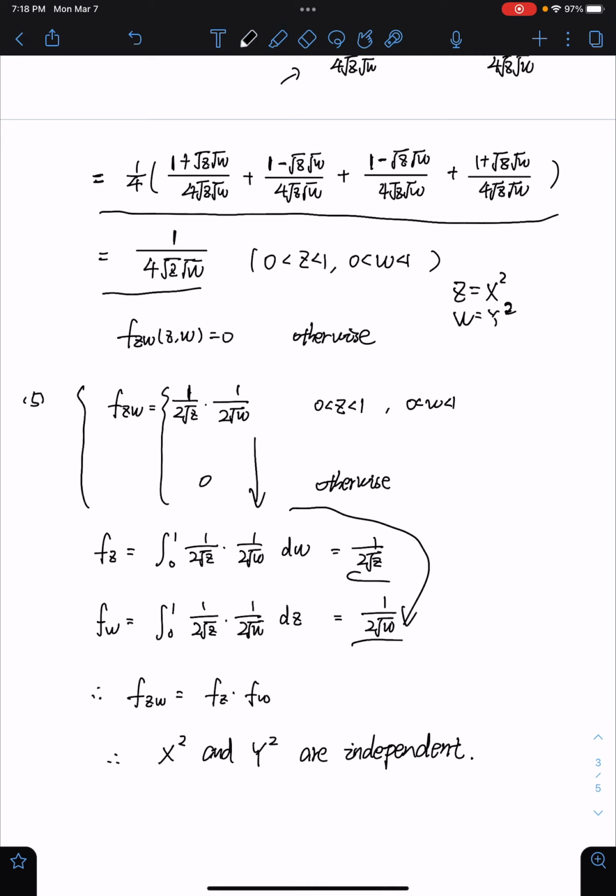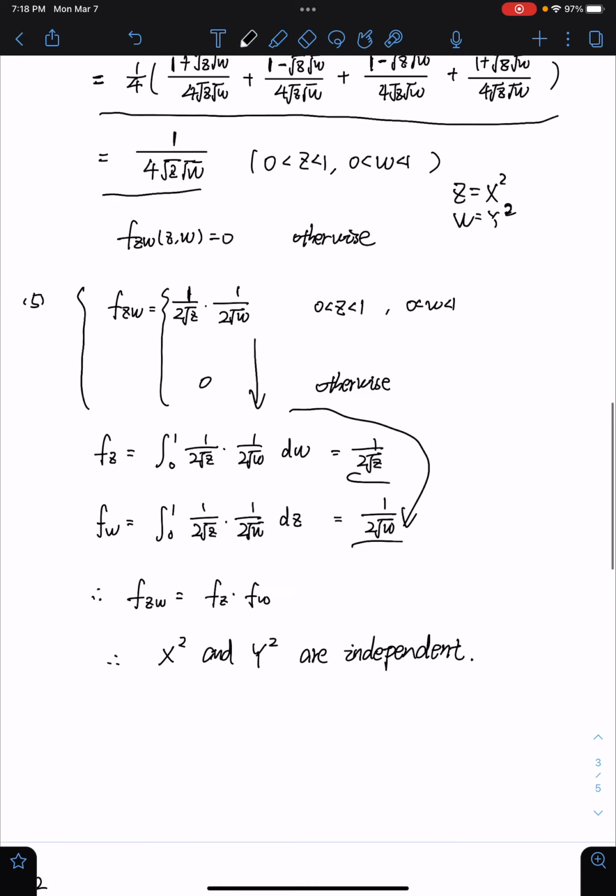We got these two distribution functions, and we can easily find that the product of the two equals the joint distribution function, so x square and y square are independent. That's all. Thank you.